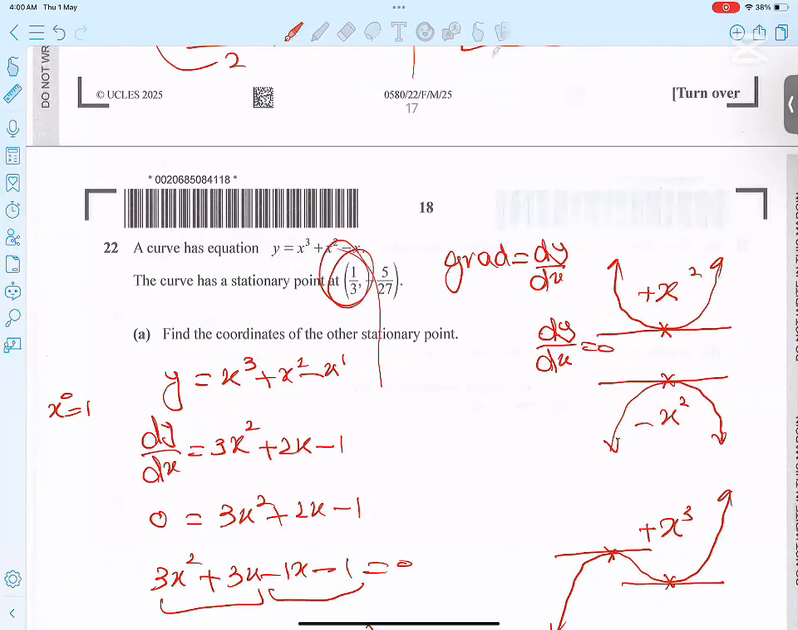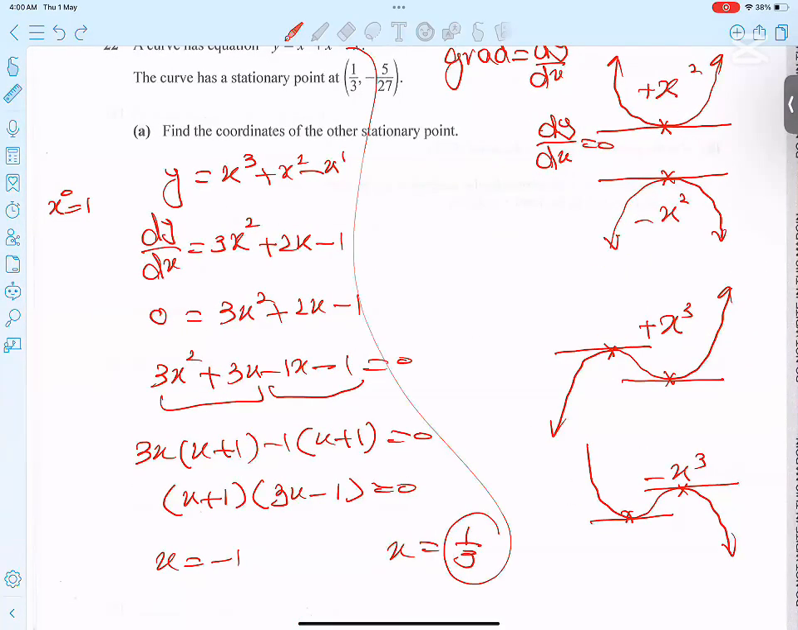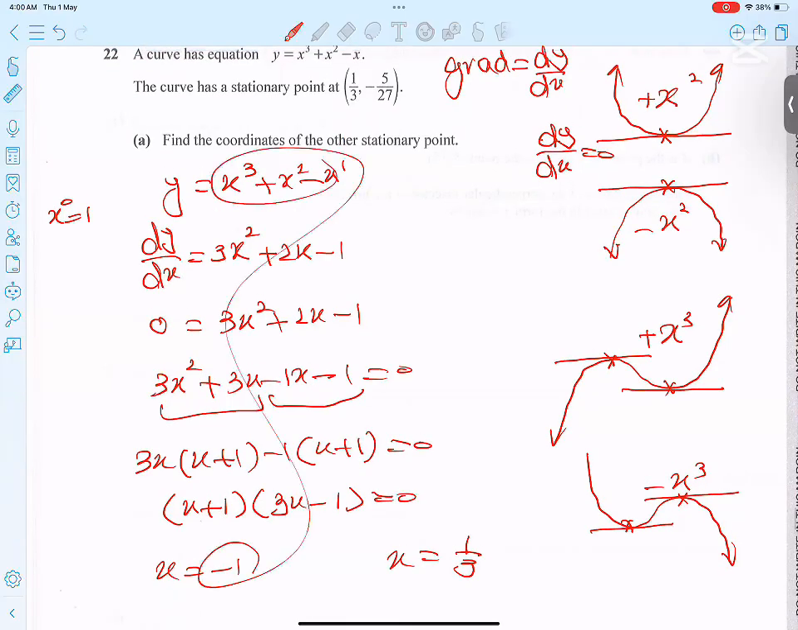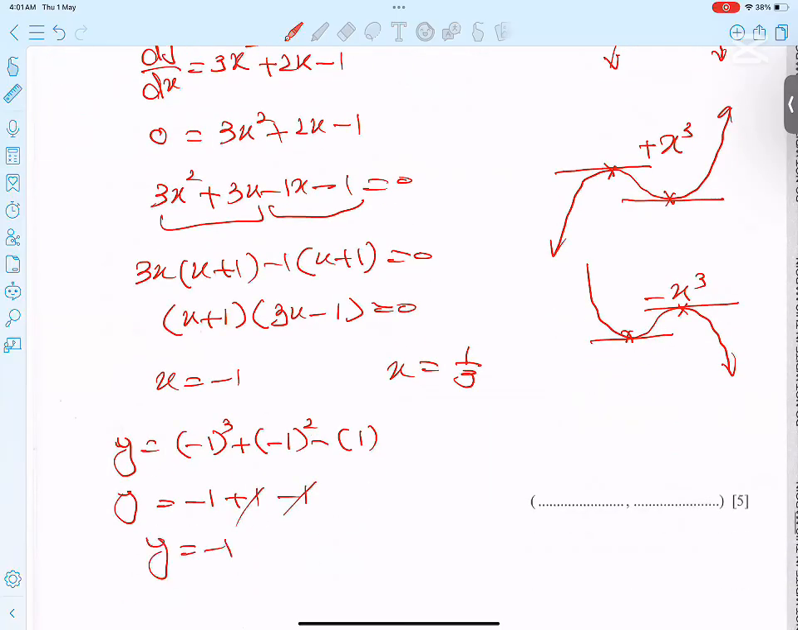So 1 over 3 I already have. It means this point I already have, so the other point is this, but I'm looking for the y coordinate. How to find the y coordinate? Plug into the equation. When I plug in, x cubed, minus 1 to the power 3, I hope you understand, I got -1, and I got a +1, -1. So I'm getting the answer finally. So y turns out to be -1. So the other point is (-1, -1). Alhamdulillah, we got a stationary point.